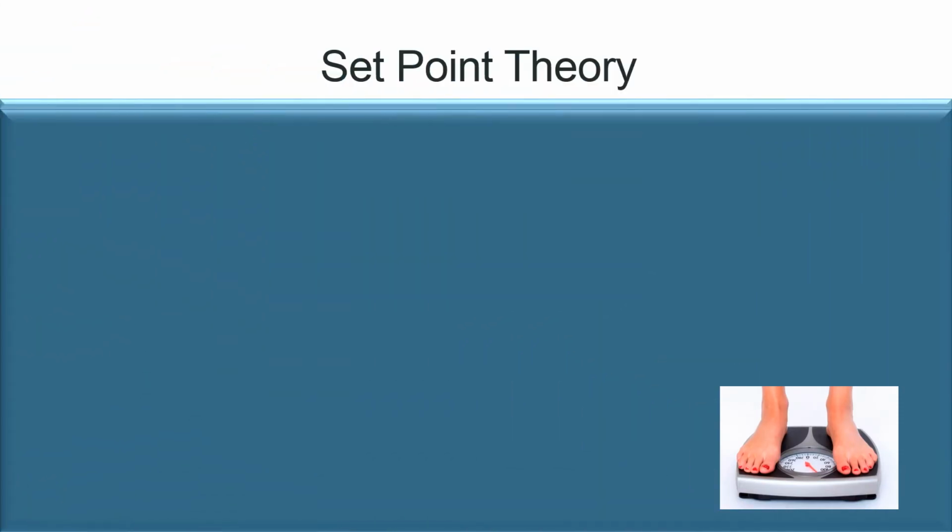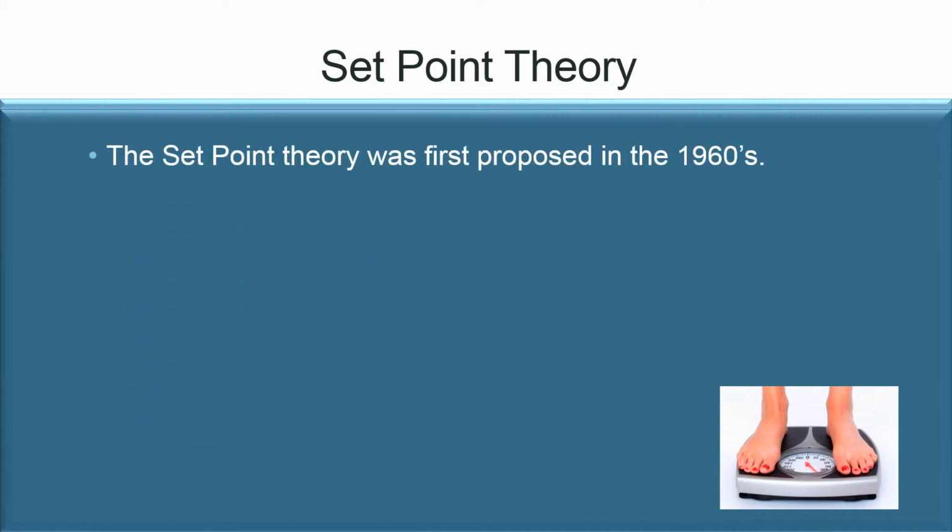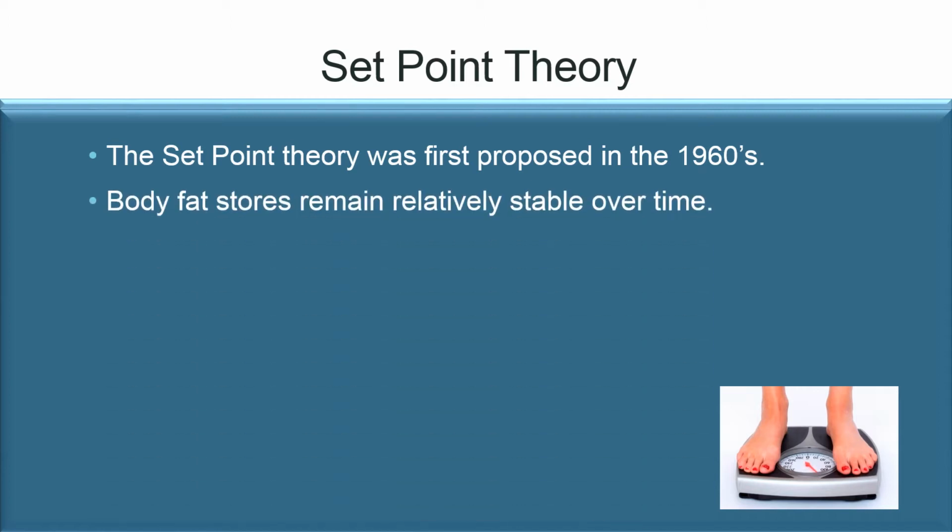In the 1960s, the set point theory was proposed, and it's still being debated today. The set point theory says that body weight is regulated by some factor that serves as a signal to the brain of stored energy available to the body. As levels of this factor went up and down, signals would be secreted that would regulate metabolic rate and eating behavior accordingly. Despite the fact that it seems that gaining weight is so much easier to do than losing weight, in fact, the body weight is very stable over time.